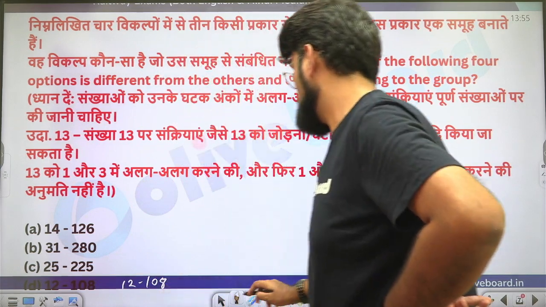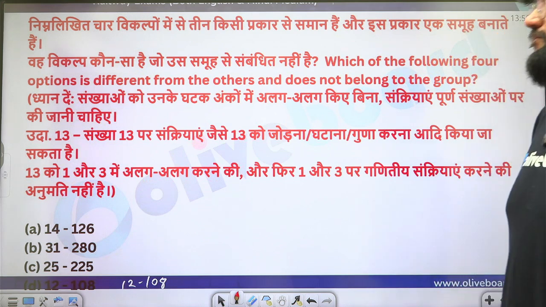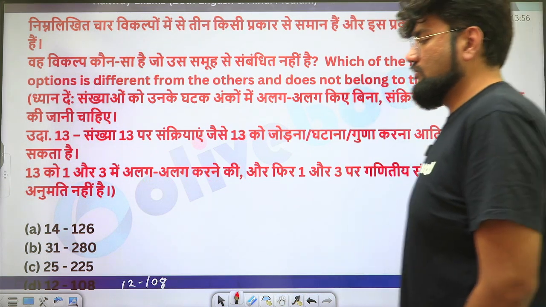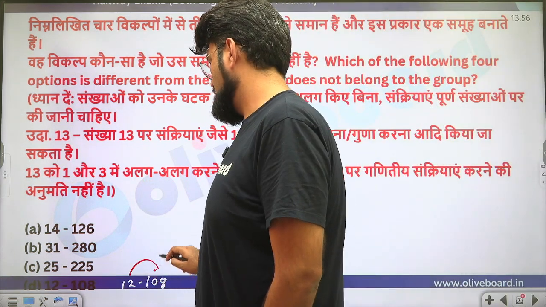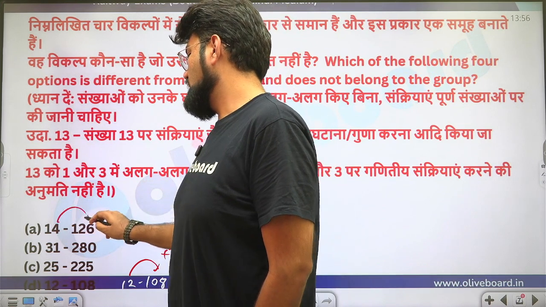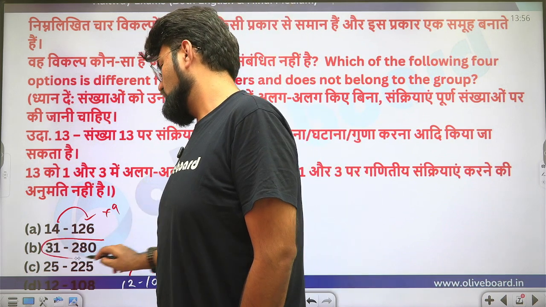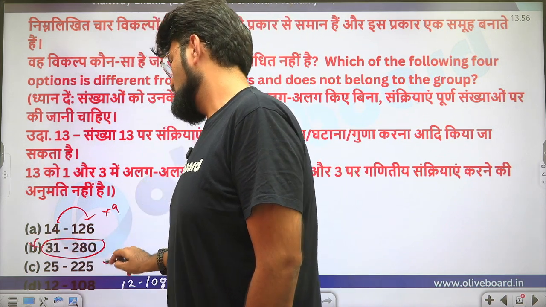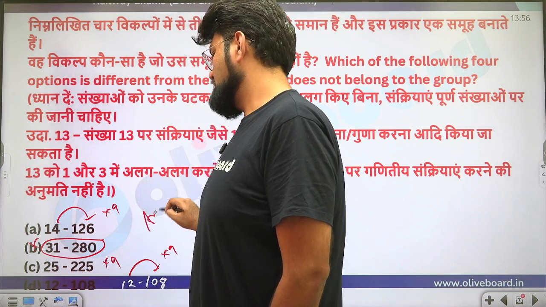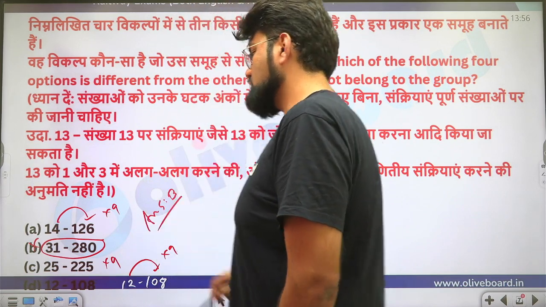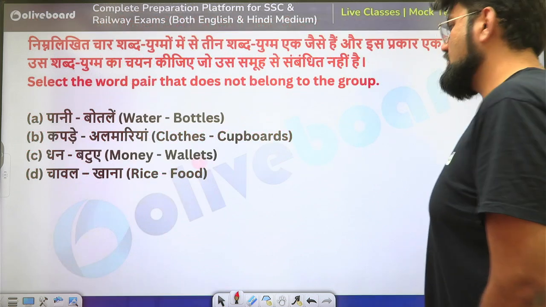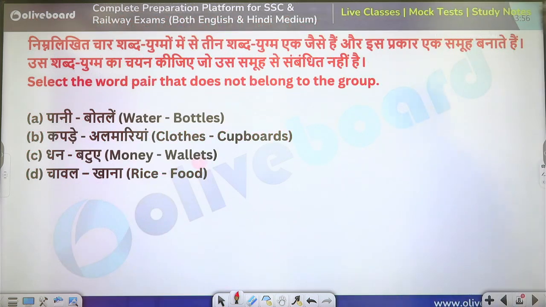This is option D. Now just observe the answers. If you observe 12 and 108, what is the relationship? Multiplied by 9. 14 and 126, multiplied by 9. This should be very quick. Now if you see, this is not following that logic. 25 into 9 is also 225. So option B is the odd one out. So they are multiples, and not only multiples, but they are multiplied by 9.